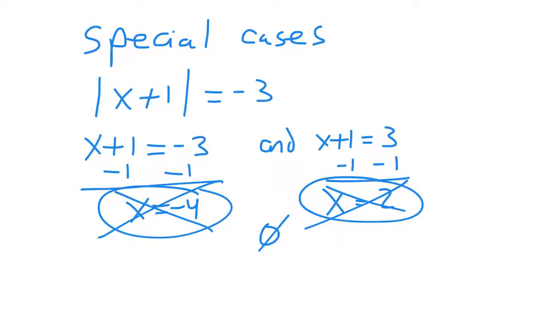In fact, I knew that was going to be the case when I saw this, because the absolute value of anything will be a positive value, and it will never be a negative value. So at the beginning, I actually knew there were no solutions to this one when I first looked at it.